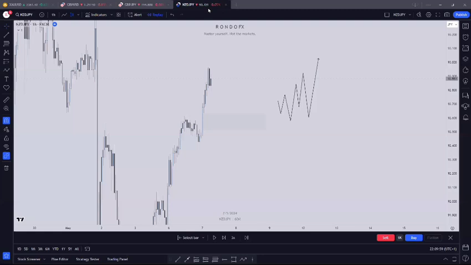Then GBP USD, 15-minute time frame, I can see a buy, a little more of what Kelvin told us as well. AUD USD 1 hour time frame, I'm looking for a buy as well, still very similar to what Kelvin told us.